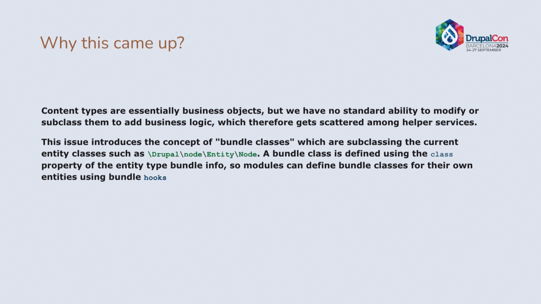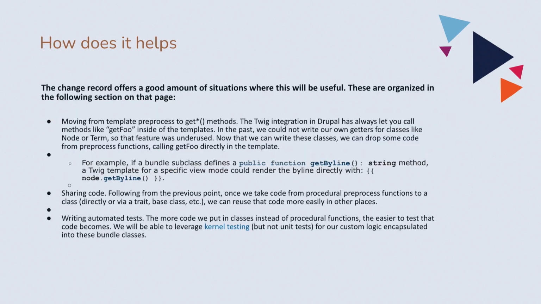So why did this come up? We use entities like content types or objects inside our applications. Suppose we have a node entity or any other entity. We can't subclass the node entity. Using bundle classes, for the existing entities that Drupal provides, you can extend the main classes and define your own logic inside them.